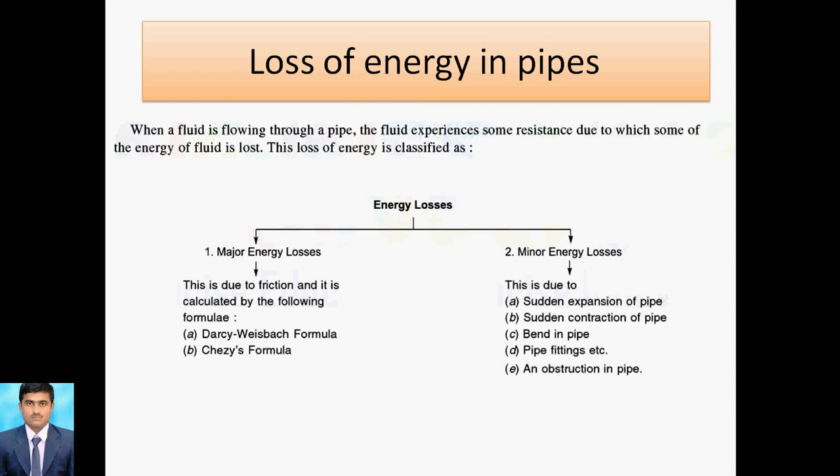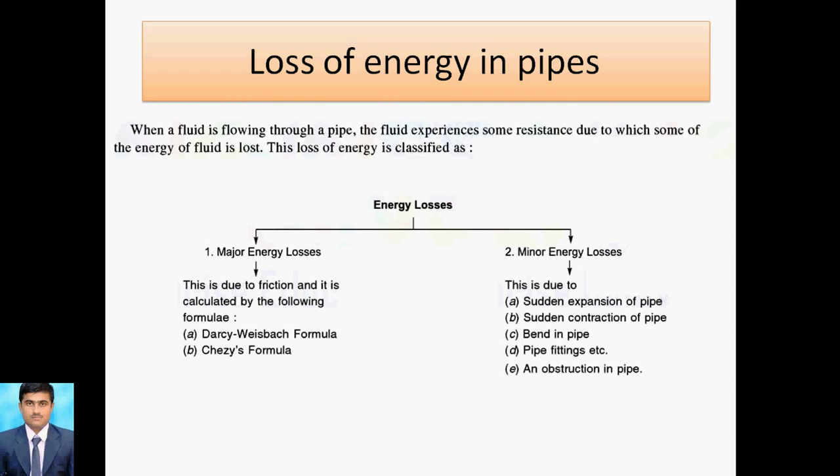Major energy losses can be calculated by the Darcy-Weisbach formula or Chezy's formula. This is the method for finding the major losses. Actually, major loss is nothing but the friction loss. Whenever there is a loss in a pipe, it may be major or minor. Major is nothing but friction loss. Whenever the pipe is long, friction loss is there, so friction loss means the major loss. The next part is minor loss.